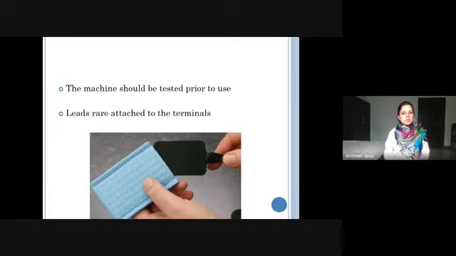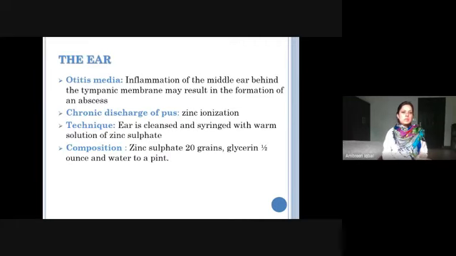The machine should be tested prior to use and the leads properly attached to the terminals. We can also use iontophoresis in patients with otitis media. Otitis media is a condition in which there is inflammation of the middle ear behind the tympanic membrane, which may result in the formation of an abscess. Chronic discharge of pus may occur.